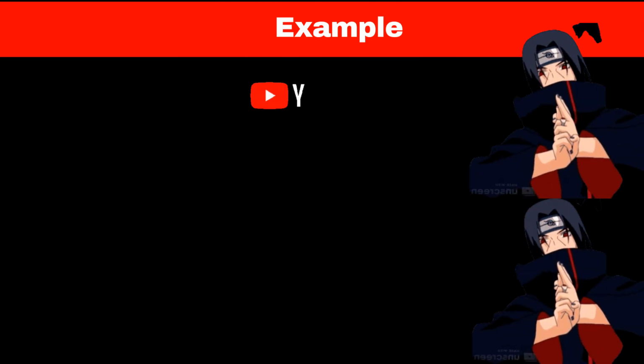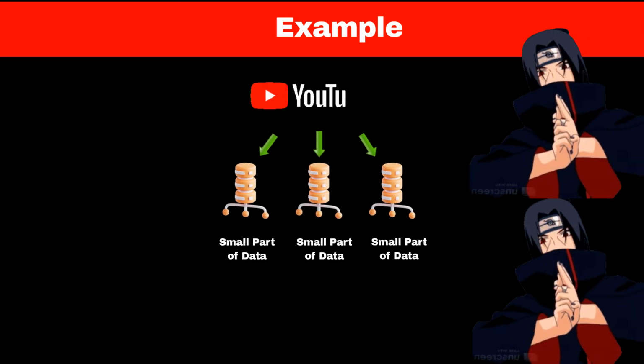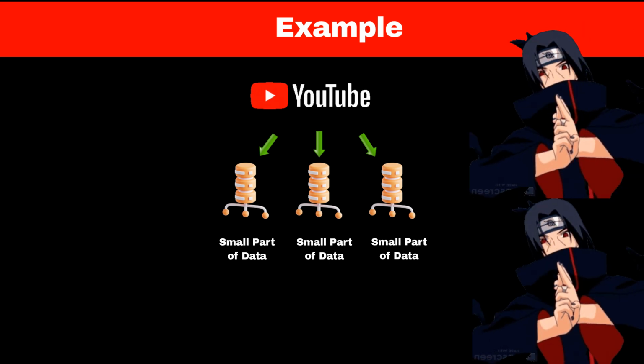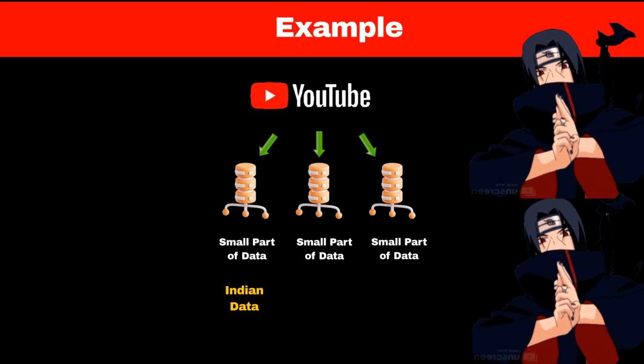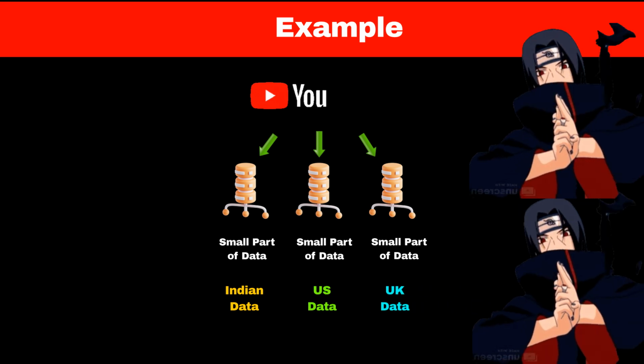Let's take YouTube as an example. YouTube contains millions of videos, which isn't possible to store on a single server. So we divide this large dataset into smaller parts. For example, data related to Indian videos may be stored on servers in India, while data related to US videos is stored on servers in the US.